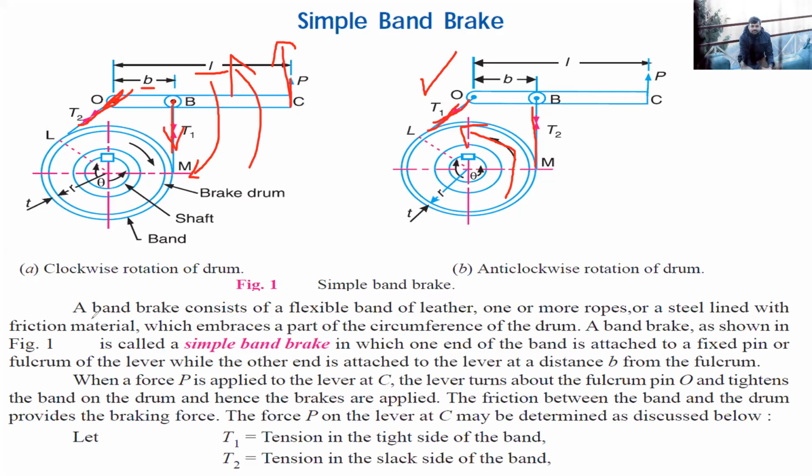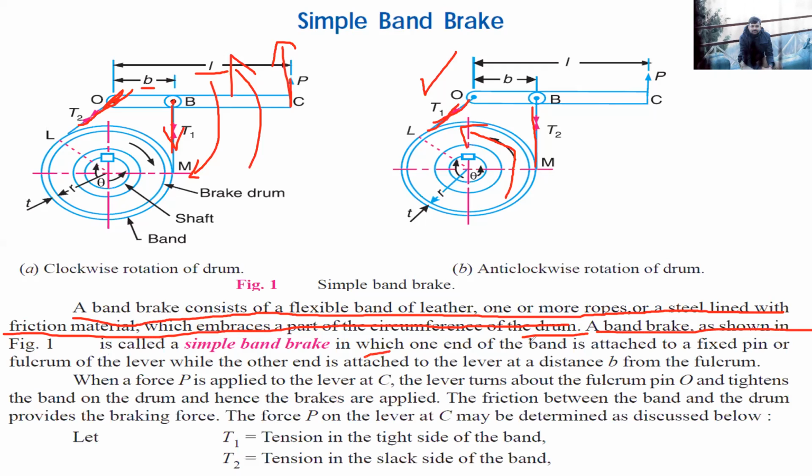Okay, let's just go through this text. A band brake consists of a flexible band of leather and one or more ropes, or a steel band lined with friction material. So it can be made of steel also, covered with friction material, which embraces part of the circumference of the drum. A band brake is shown. It is a simple band brake.